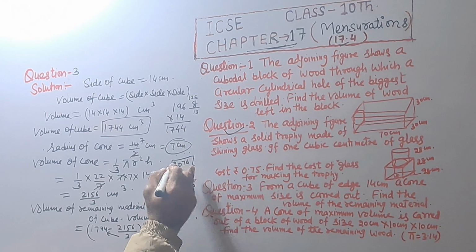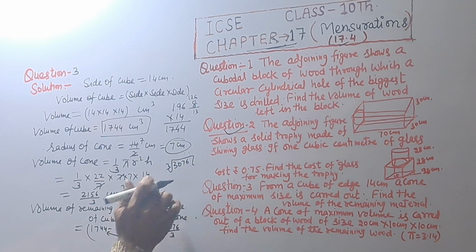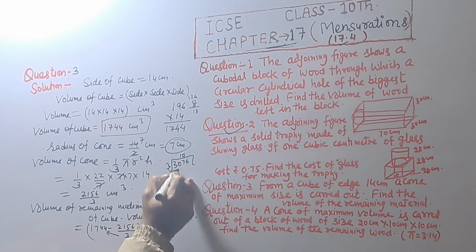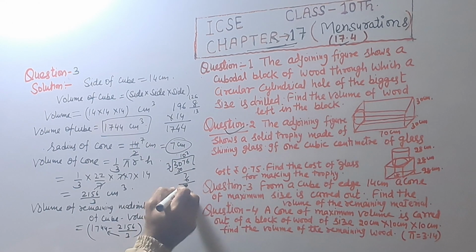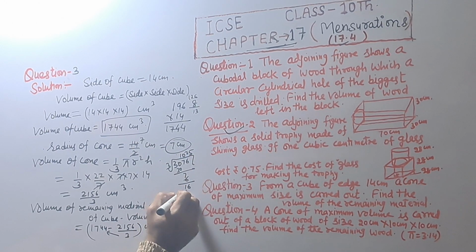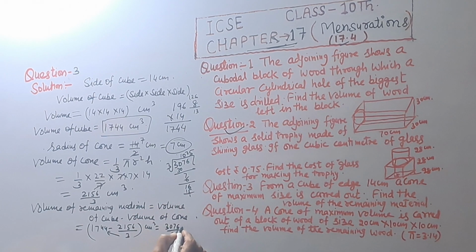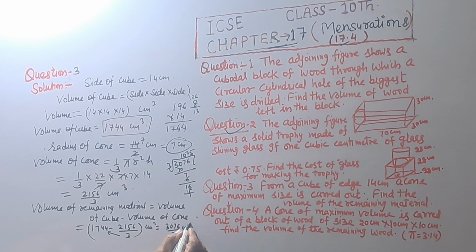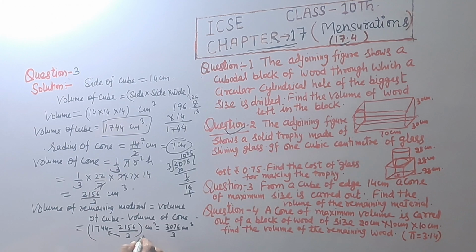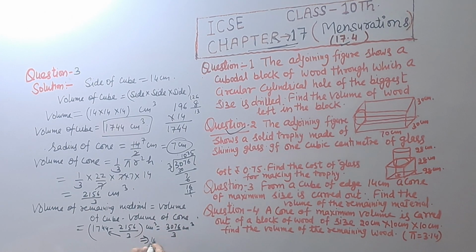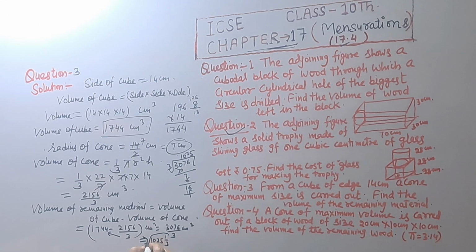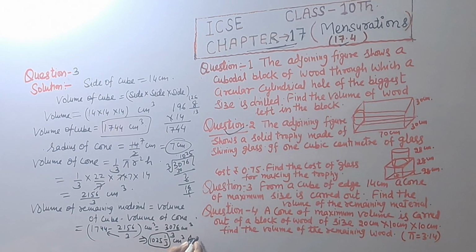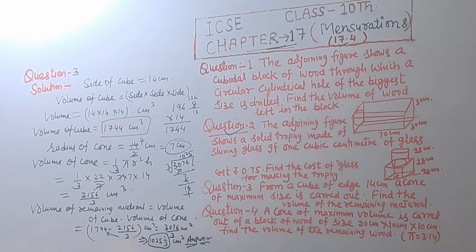3076 divided by 3. 3 tens are 30, 7 3s are 21, 1 3 5s are 15, 1 carry, centimeter cube. We get 1025 whole 1 upon 3 centimeter cube. Answer.